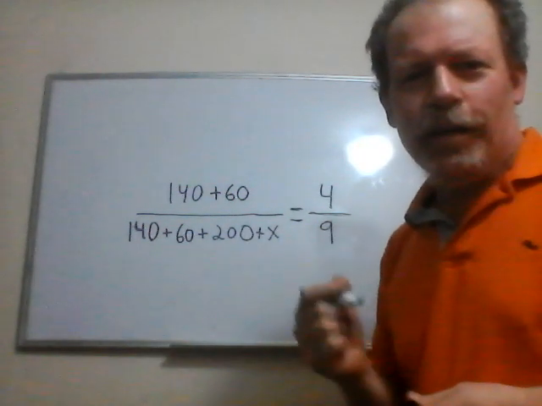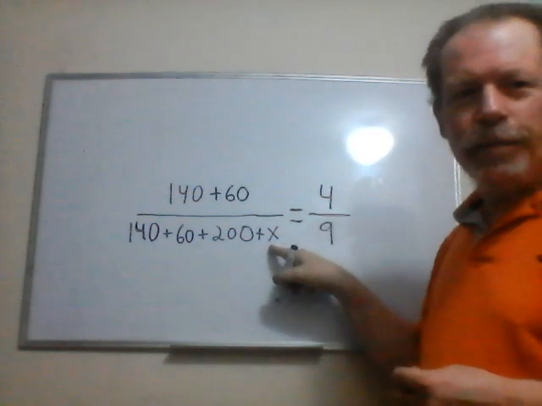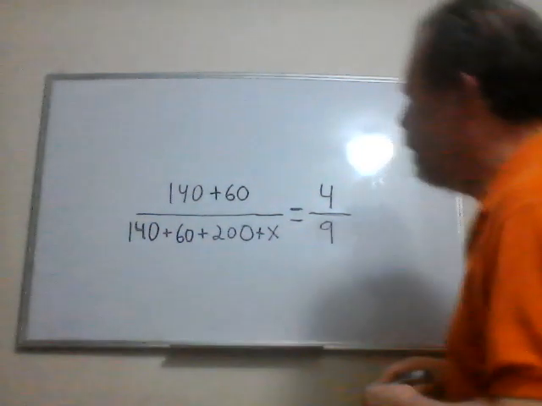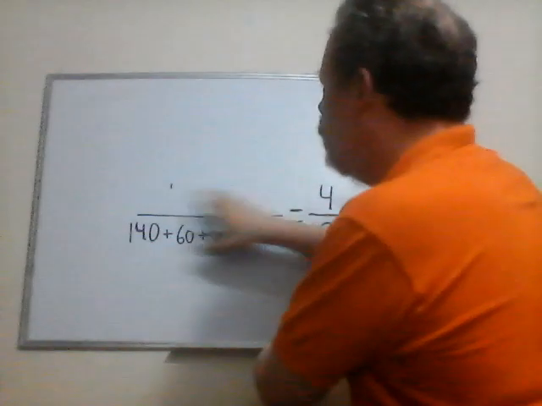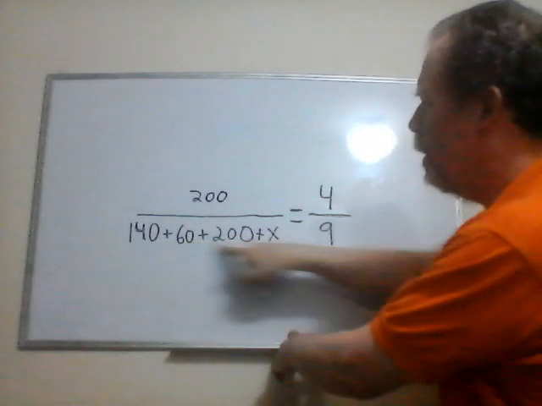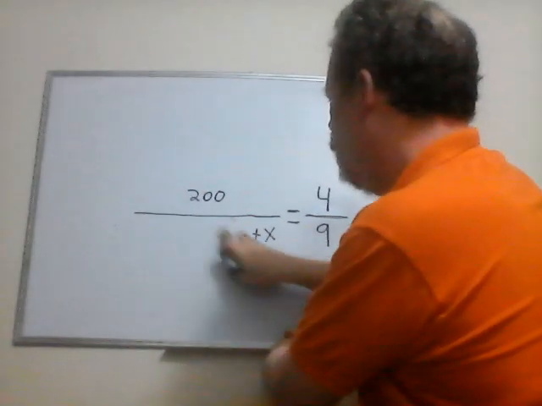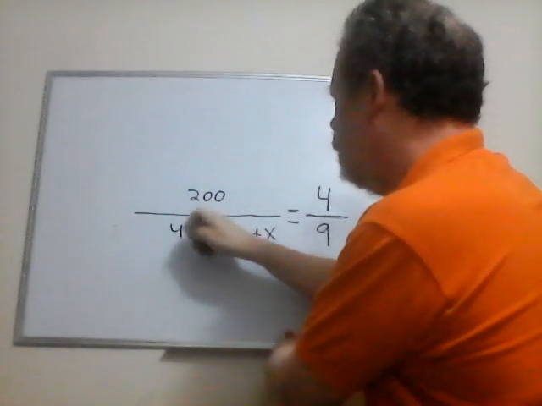You may now begin to simplify the story to try to isolate this unknown part and to deduce what it must have been. That means this can become 200. That's the same 200 here and a 200 there. That becomes 400. 400 plus x.